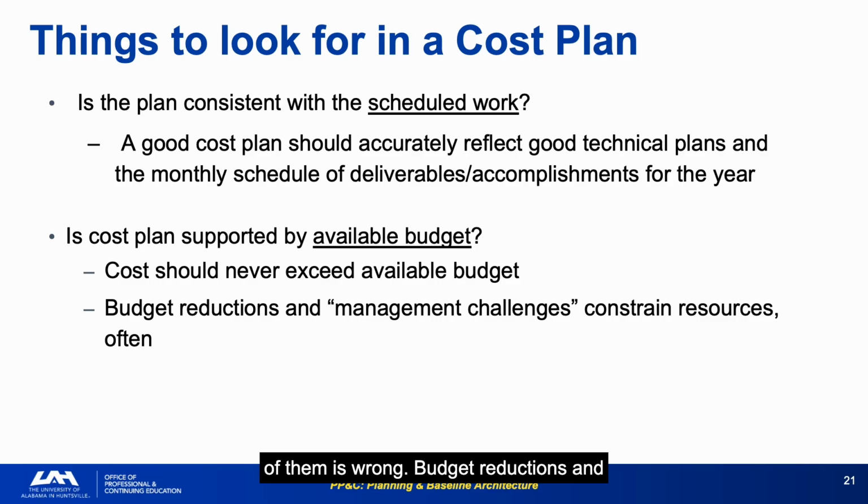Budget reductions and management challenges constrain resources. Often, this is the external force that can decouple the cost plan from the technical plan. When the budget is reduced to less than what the technical plan requires, the analyst must identify which work will be deferred. A cost plan that exceeds available budget is immediately actionable. It requires either a budget increase request or a scope reduction. A cost plan that is inconsistent with the technical schedule is more subtle, but equally problematic.